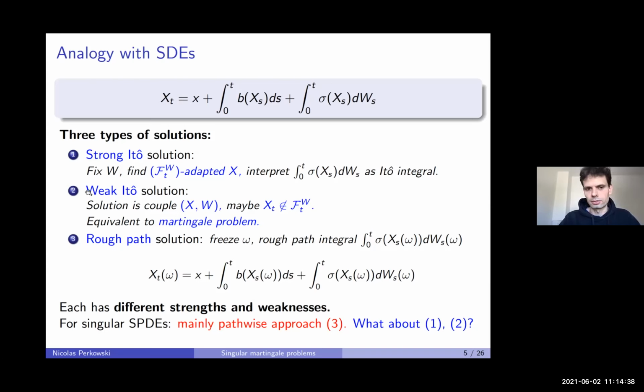And what's important here is that this weak solution is equivalent to the Martingale problem. I will briefly discuss the Martingale problem on a later slide. And then we have the rough path solution, where we freeze the realization of the noise, make sense of this integral pathwise, path by path, as a rough path integral, and then we solve for each fixed omega. And in this case, for example, the solution depends continuously on the noise in a suitable rough path topology. And so each of these approaches has different strengths and weaknesses, and depending on which problem you want to tackle, it would be better to use either rough path or weak or strong Ito kind of solutions. But now for singular SPDEs, like this Burger's equation, we only basically have this last approach. And so the goal that I would generally like to understand is whether we can make sense of 1 and 2 as well in this setting.